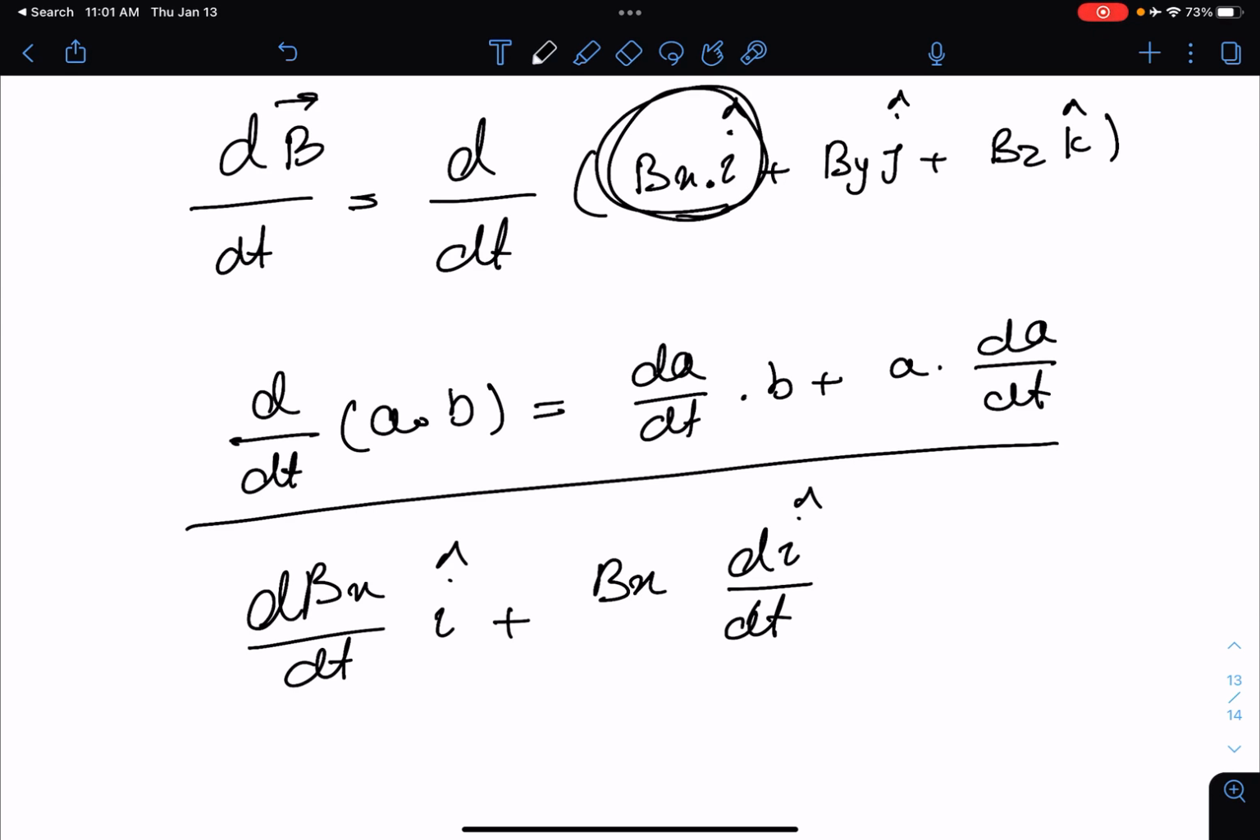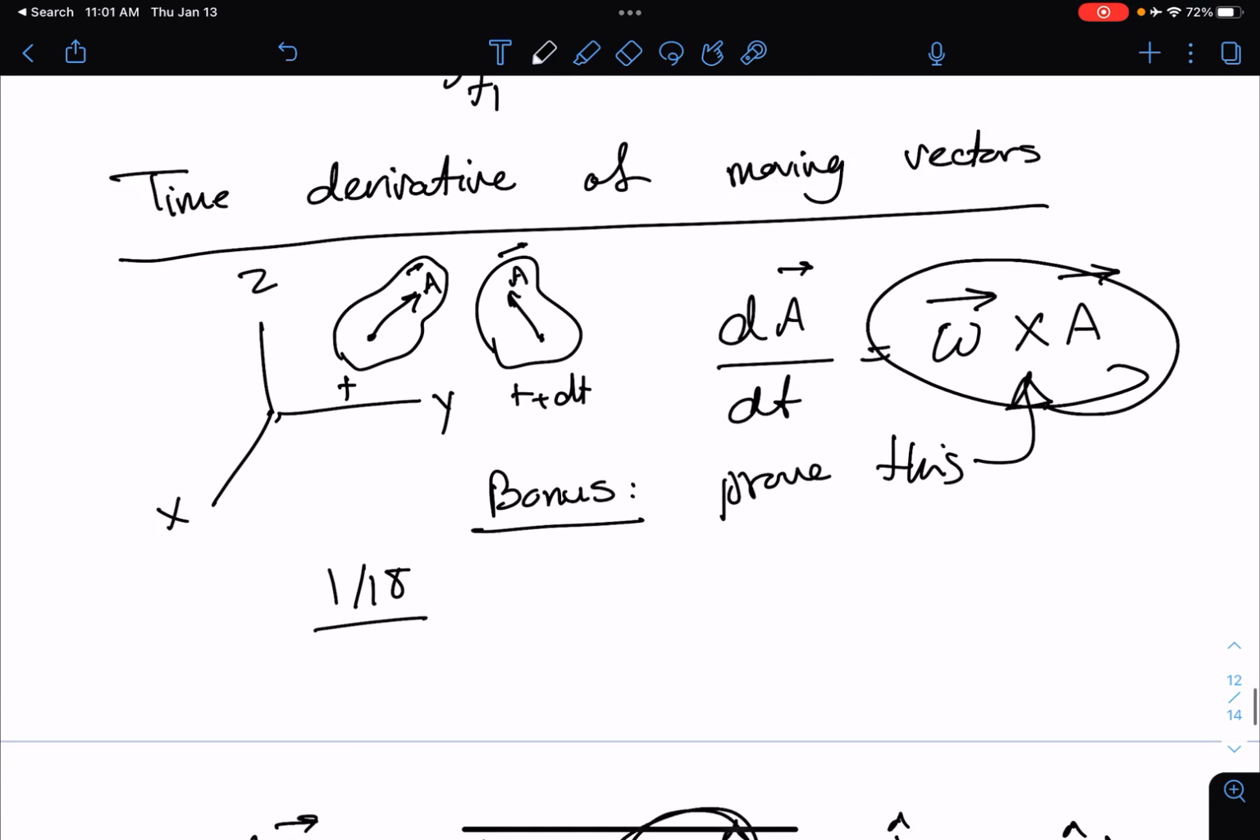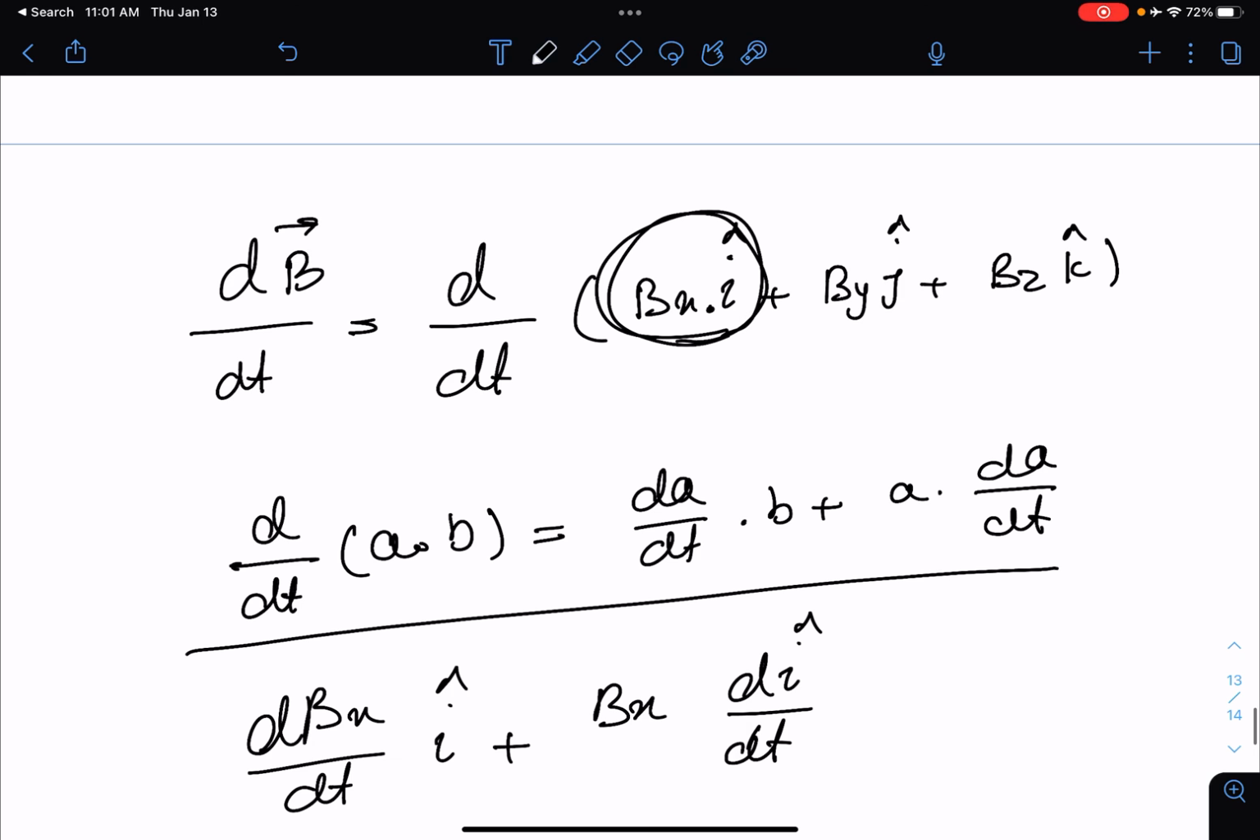Is dI dt the same as u? The same as u? Velocity component in the I direction? No. So I here is a vector whose magnitude does not change. Only the direction changes. So what is dI dt? The change in the unit direction. This, right? Omega cross I.